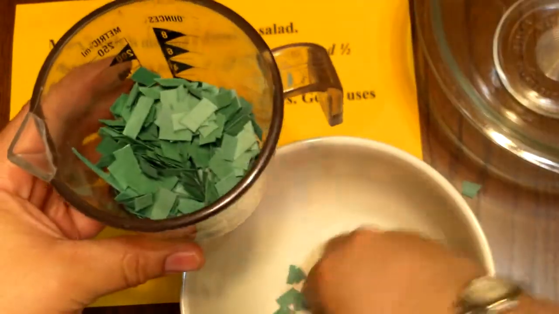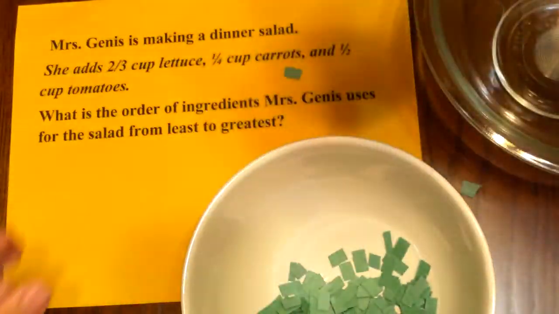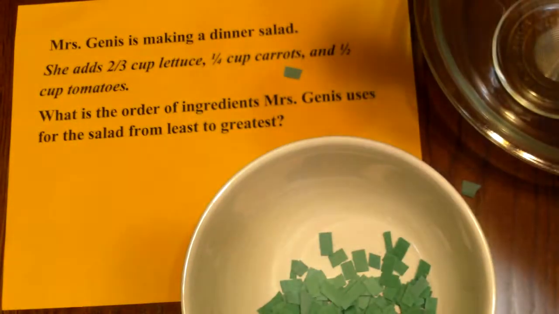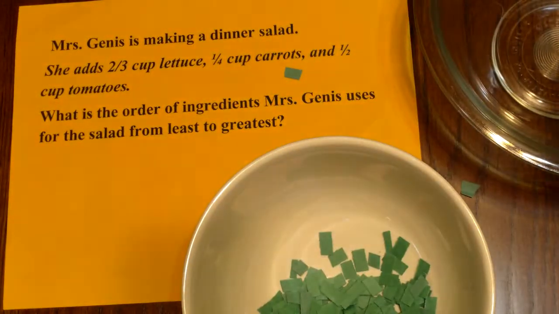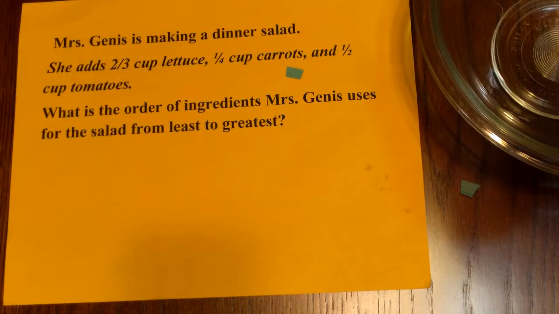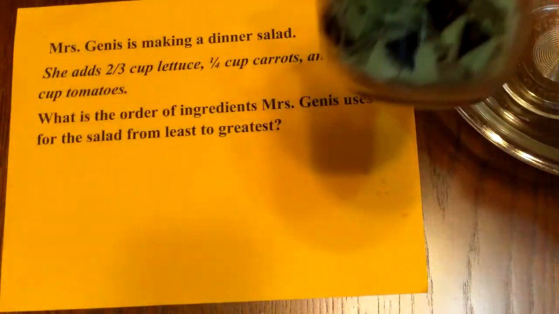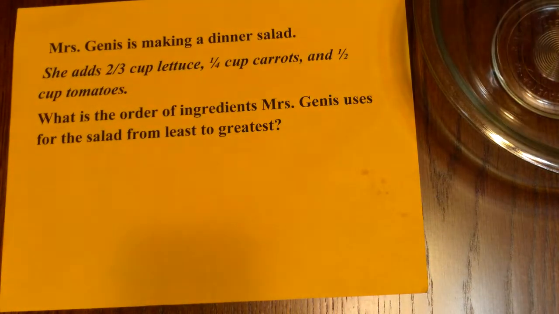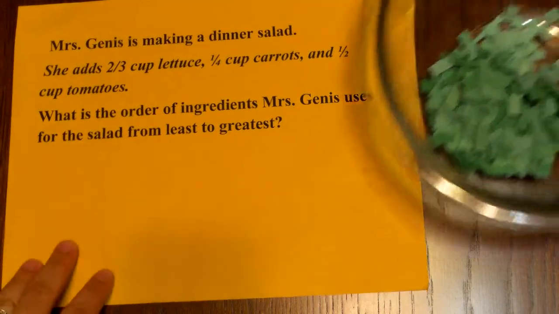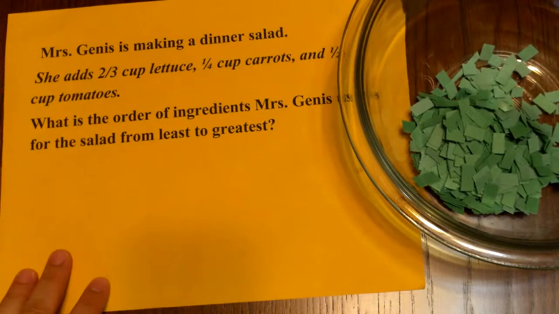Looks like I still need some more, because what I'm doing right now is making these fractions so that I can figure out which one of these ingredients is the most in my salad. Can I get some of this lettuce off the table here? So it looks like that's 2/3 there. I'm going to pour that into my large bowl in which I'm going to make my salad.